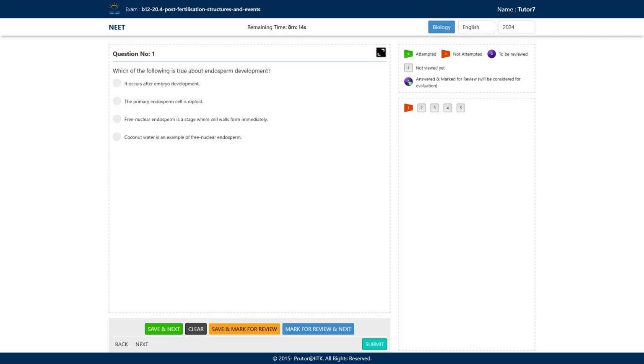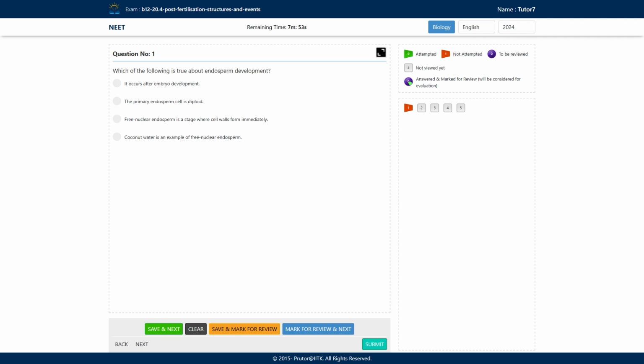The primary endosperm cell is diploid? No, it is triploid. So the second one is also incorrect. Free nuclear endosperm is a stage where the cell wall forms immediately. No, the cell wall forms very late. It does not form immediately. So this statement is also incorrect.